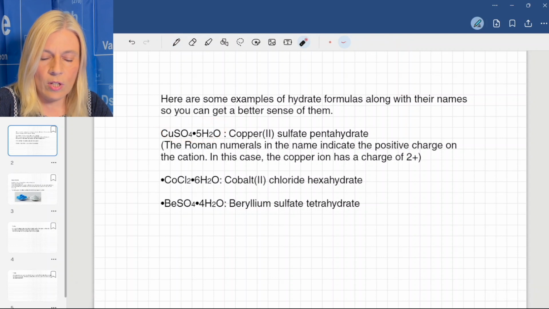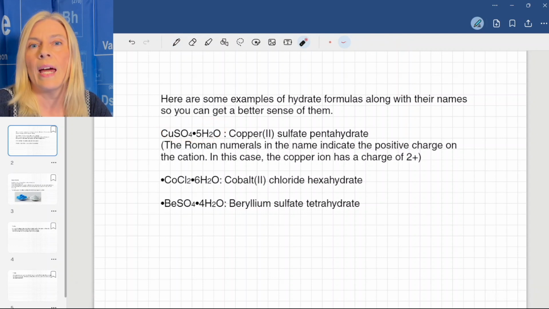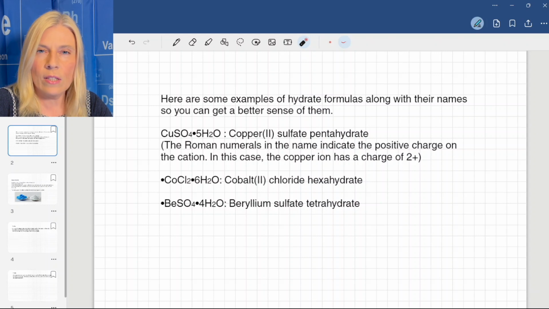And we call it copper(II) sulfate pentahydrate. And the reason is, remember, sulfate is a polyatomic anion, has a 2- charge, so that copper has to have a positive 2 charge. So we have copper(II) sulfate, and then it's pentahydrate because penta means 5, so there's 5 water molecules per 1 copper sulfate.